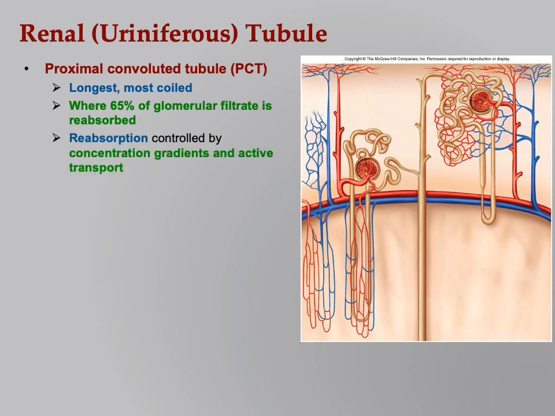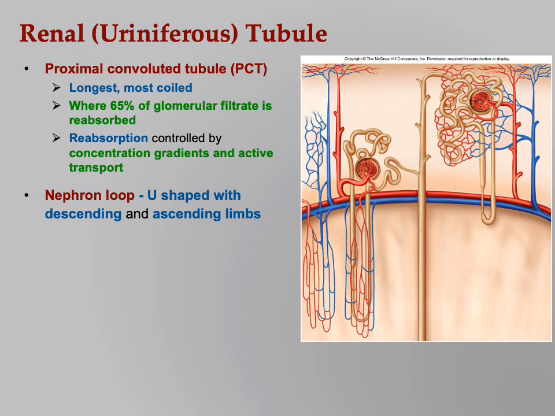Reabsorption is controlled by concentration gradients and active transport. So once again, there are active pumps, and we're also taking advantage of concentration gradients, facilitated diffusion. You've got a huge concentration gradient for sodium. Why not let things ride with sodium across the gradient? That's the way reabsorption is controlled. A lot of gradients, a lot of transporters. Then from the PCT, notice how the tube dips down, makes a loop, and then comes back up. That whole thing is the nephron loop.